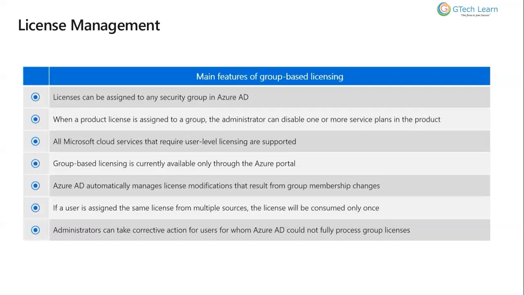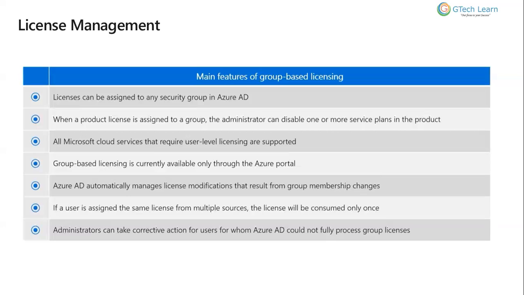So you can create one group like HR or IT, and you can assign that specific license to the group, and that license is going to be assigned to all the users you have present as a member of that specific group. So now let me go back to the portal and show you.